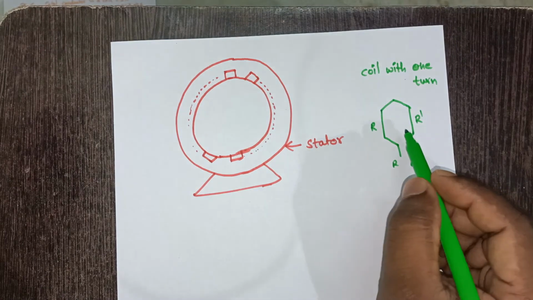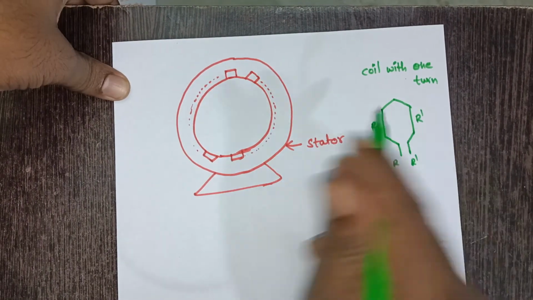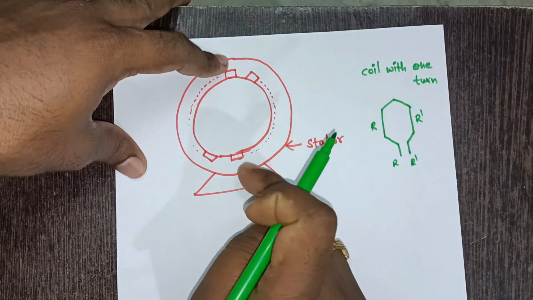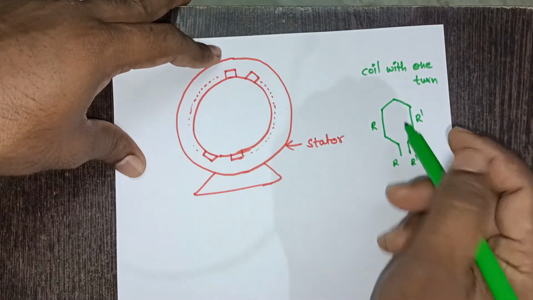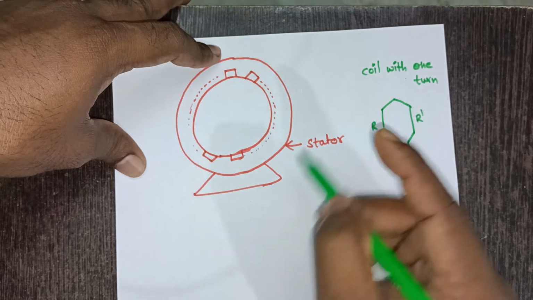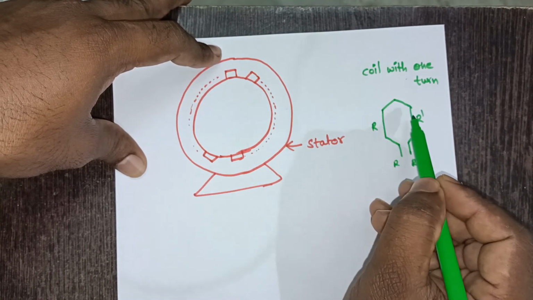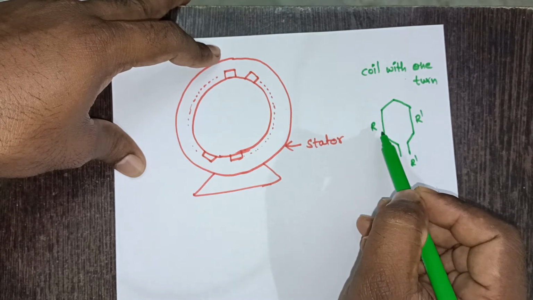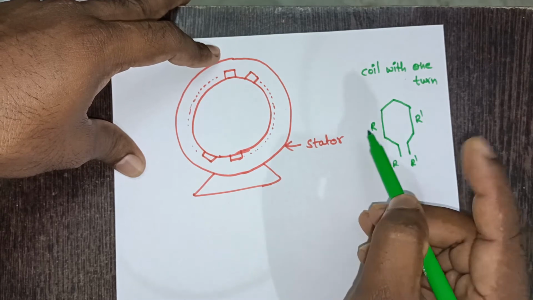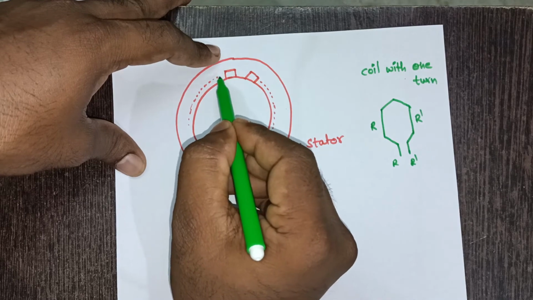Now what we are going to do, we need to insert this R phase winding in these stator slots, right? As I have taken only one coil, and that too with only 1 turn, the coil side consists of only one conductor. So that one conductor we need to put inside this slot, right?